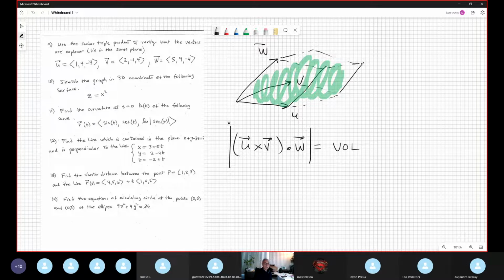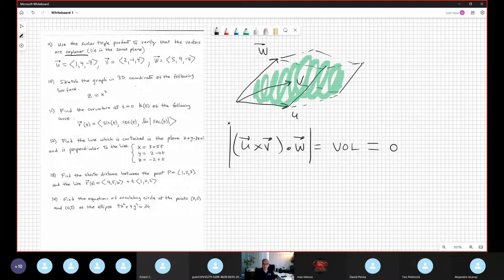In the case that they want to prove coplanar, what does coplanar mean? Coplanar means that the points or the vectors are in the same plane. Si es in the same plane, entonces the box, the volume, is 0. Because there is no box.